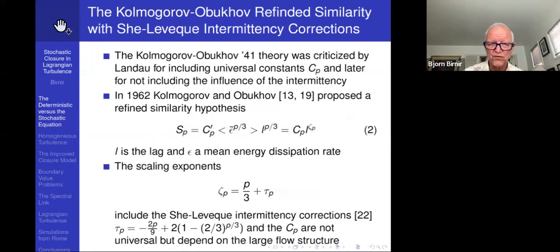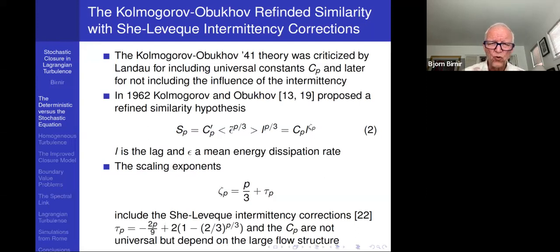And this, of course, was criticized immediately. Landau pointed out that the coefficients, or the constants, couldn't be universal. They had to depend on what fluid situation you were looking at. And they were also criticized for not including intermittency. There was quite a bit of evidence that intermittency is important in turbulence, and people have understood this even better since then.